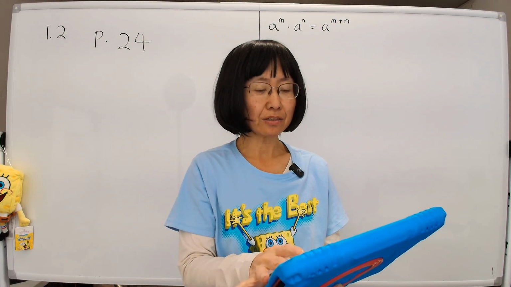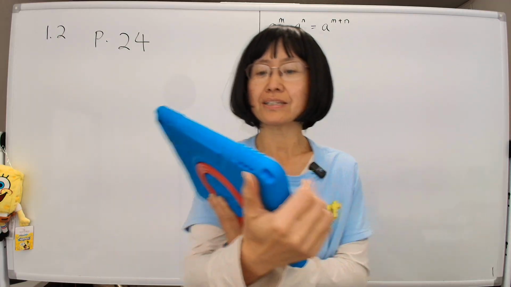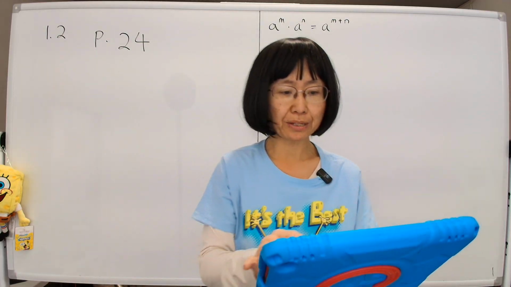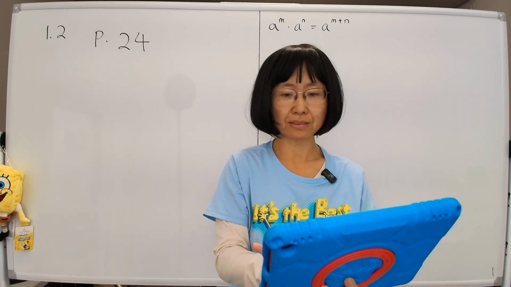Next, let's consider the quotient rule. For example, let's look at the example right here in your book. We are on page, let's see, what is this, 25.